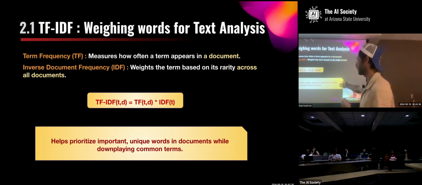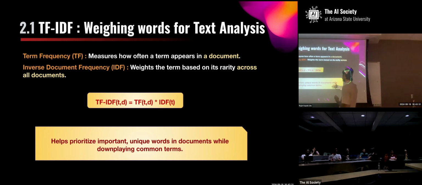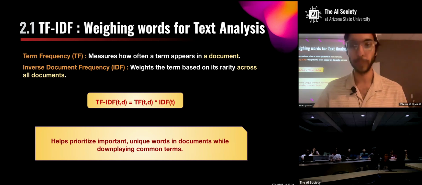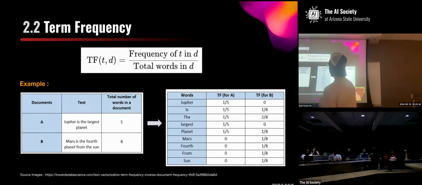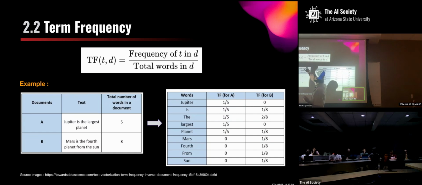What it does is help prioritize important, unique words in documents while downplaying common terms. Common terms are generally stop words, which we don't want. So this is one of the major advantages of TF-IDF over the bag of words model. This is term frequency. As I said, term frequency depends on two things: the term and the document. It is the frequency of a word T in document D divided by the total number of words in D. That is term frequency.